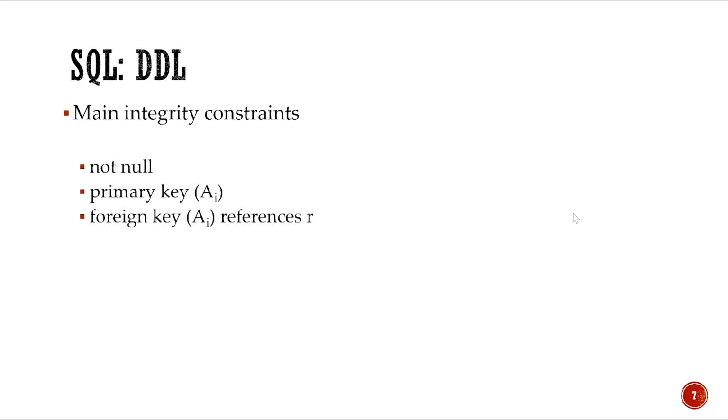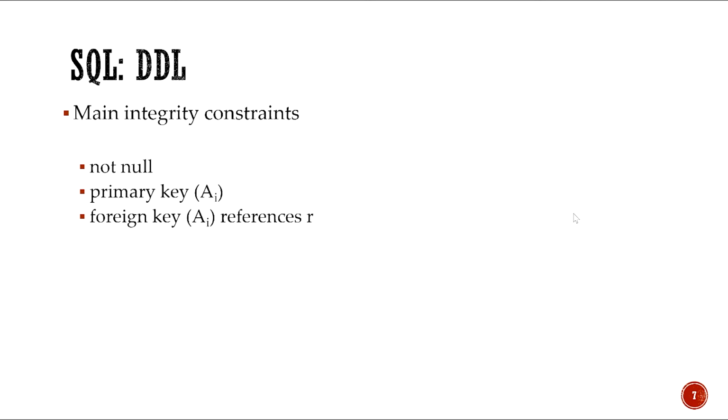The other integrity constraint is primary key. Primary key lists attributes that comprise the primary key, or the unique identifier for each table. And the foreign key, A sub A, references R. The foreign key lists the attributes that comprise the foreign key and the name of relations referenced by the foreign key. So we use the concept of foreign keys to link different tables and relations. By default, a foreign key references the primary key attribute of other tables.